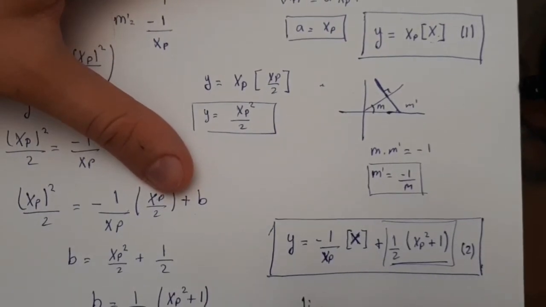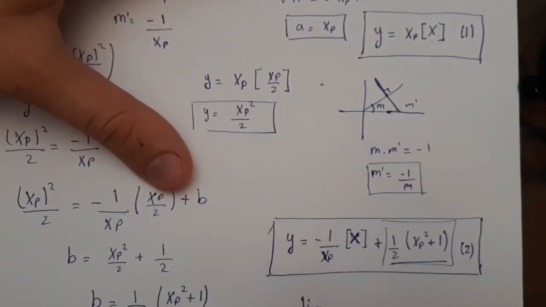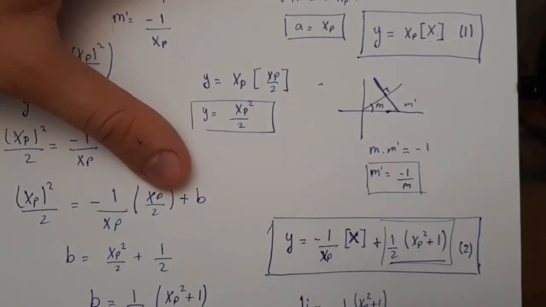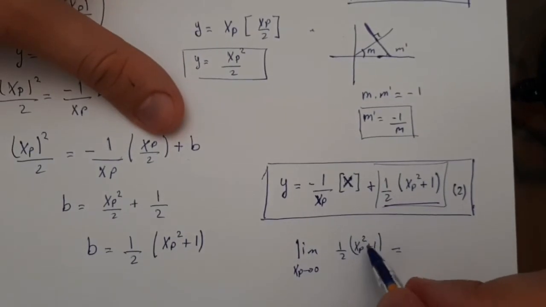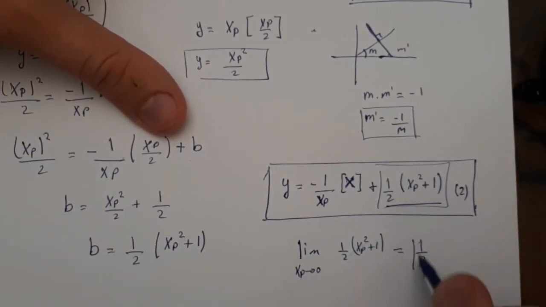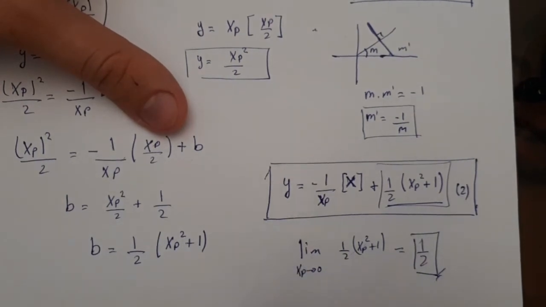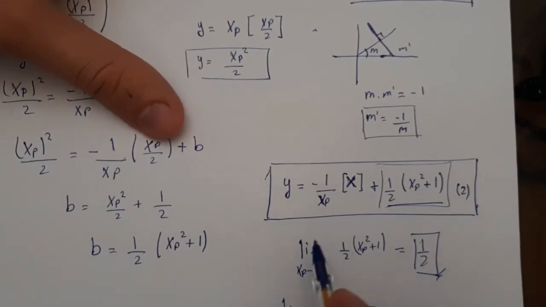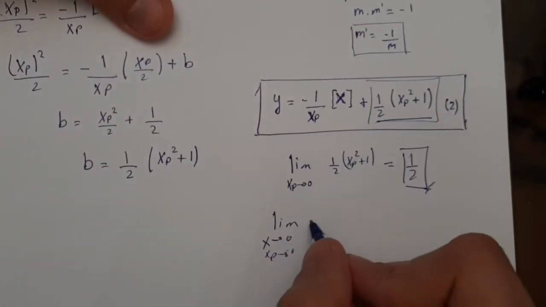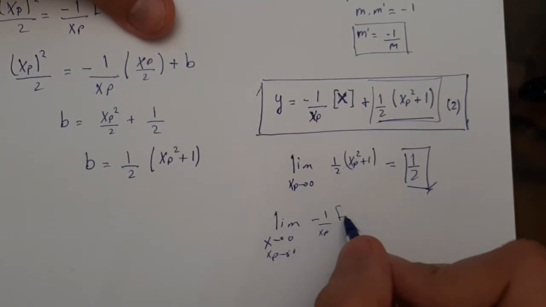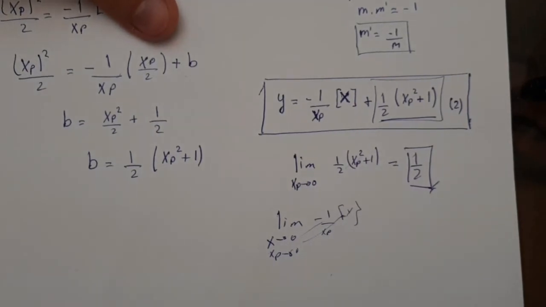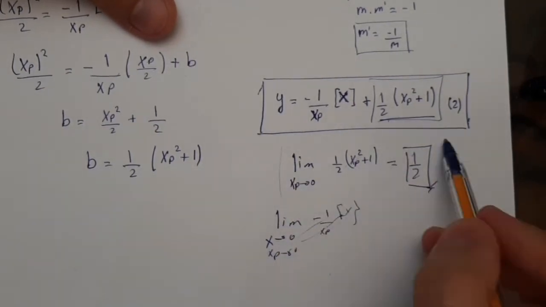So you are choosing the limit when x of p goes to 0 of 1/2 xp squared plus 1, right? So if xp goes to 0, then this goes to 0, then you'll only have a half, okay? And this is your answer. You can also say it is the limit when x is going to 0 and x of p is going to 0 of this y function over here, minus 1 over xp times x. When everything is going to 0, you are only left with a half. But I think that this is better, okay?